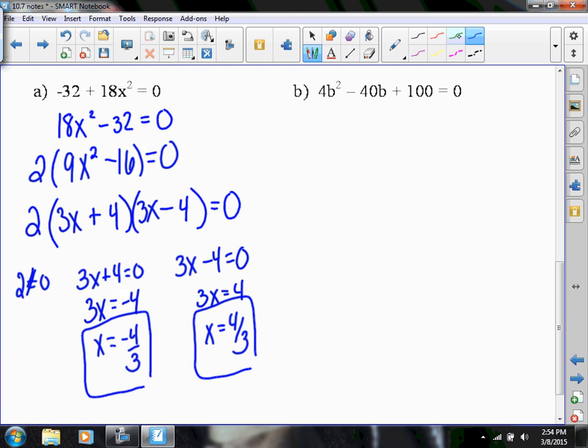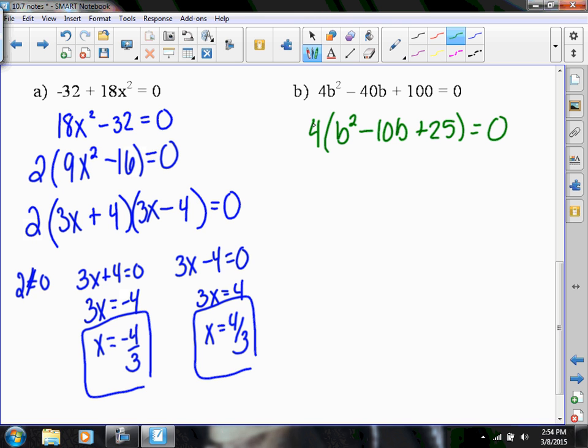Okay, now for part B, our last one here. It's all set equal to 0. It's all in descending order. That's good. And hopefully when you're looking at this, you see the 4 and the 40 and the 100, and you realize that you could take out a 4 from every term as the greatest common factor. So that'll leave us with b squared minus 10b plus 25.